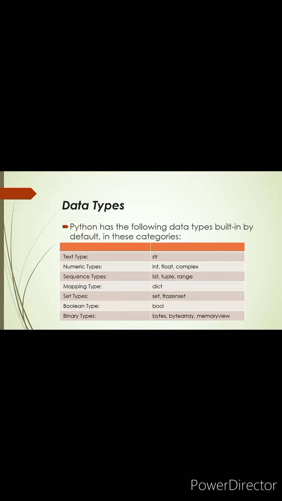In programming, data type is an important concept. Variables can store data of different types, and different types can do different things. Python has the following data types built in by default in these categories: text type, string; numeric types, integer, float, complex; sequence types, list, tuple, range; mapping type, dict; set types, set, frozenset; boolean type, bool; binary types, bytes, bytearray, and memoryview.